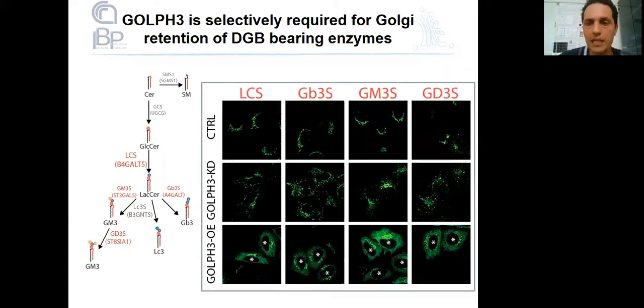While if you look at the enzymes that are clients of GOLPH3, they normally reside in the Golgi, but upon GOLPH3 knockdown, they leave the Golgi and appear in cytosolic puncta. While upon overexpression, the same subset of enzymes move back to the endoplasmic reticulum. That is a similar phenotype to that observed in yeast.